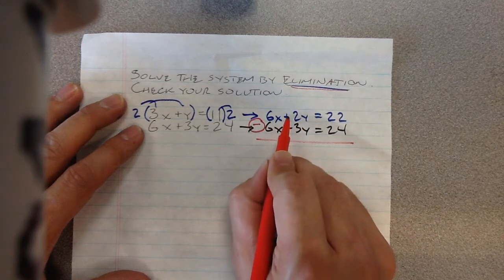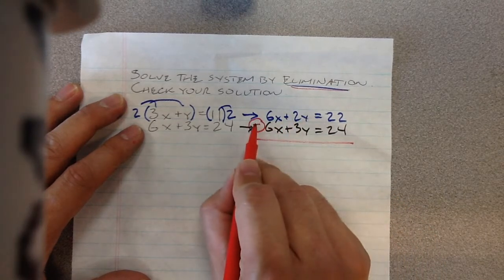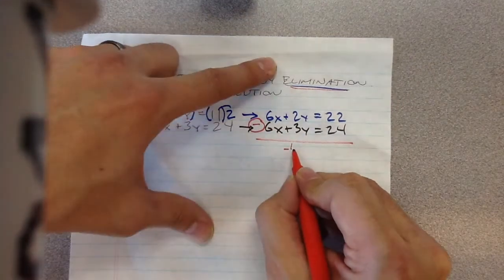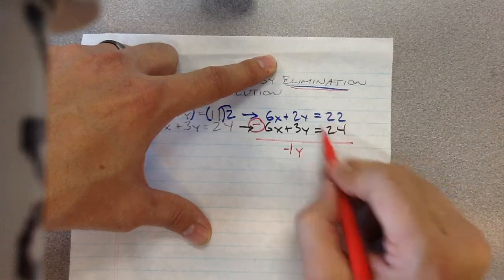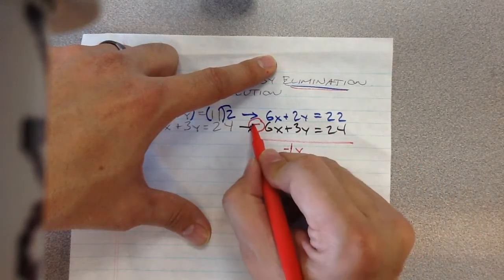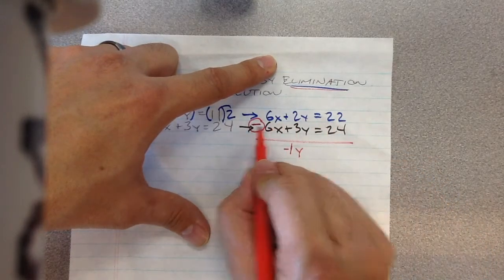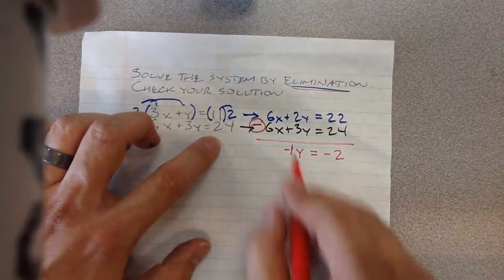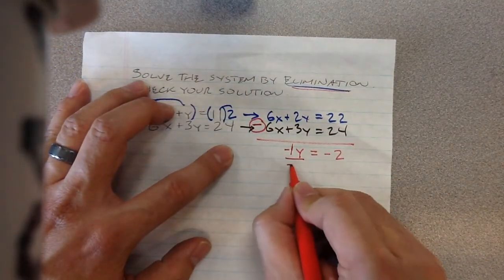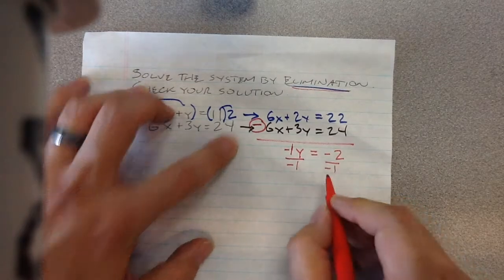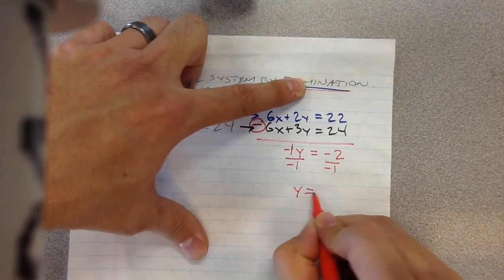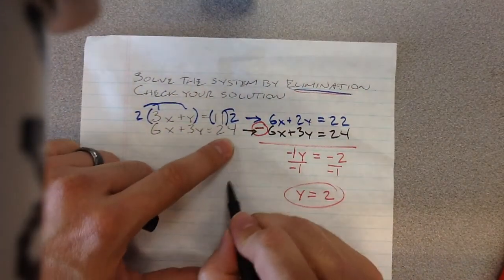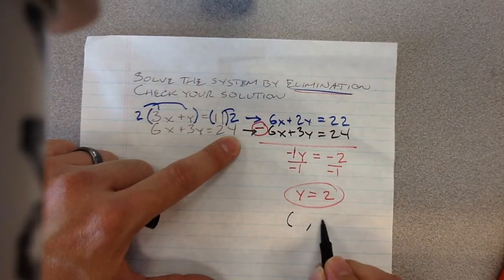Again, think of these pluses as positives. Positive 2y minus positive 3y would be negative 1y. And again, even on the right side, go back to this minus sign. That's why we write it nice and big over here. 22 minus 24 is negative 2. Solve this equation for y. Divide by negative 1. So y equals positive 2. And once again, we're halfway there. So part of my answer is something 2.